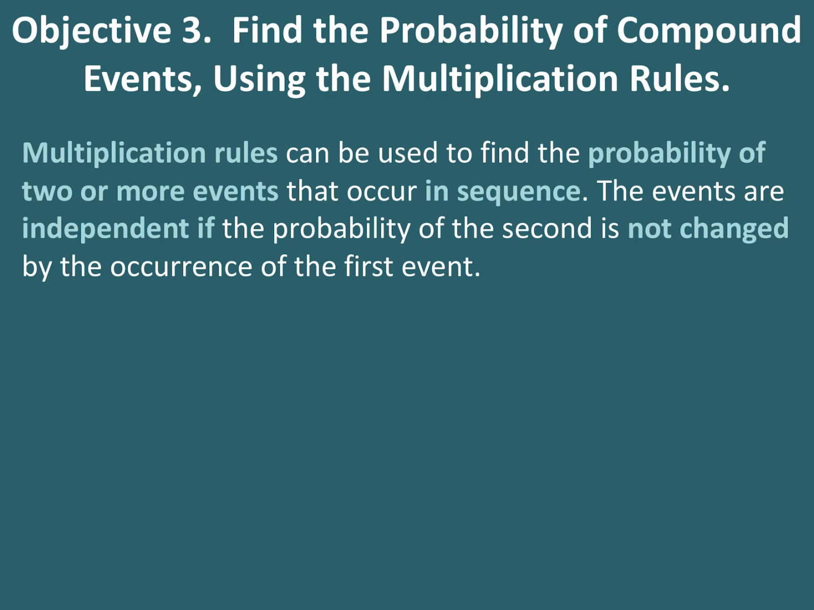Let's go ahead and find the probability of compound events using the multiplication rules. Multiplication rules can be used to find the probability of two or more events that occur in sequence. The events are independent if the probability of the second is not changed by the occurrence of the first event.